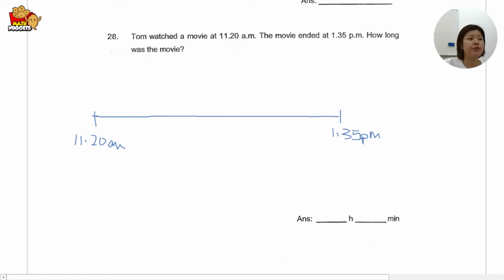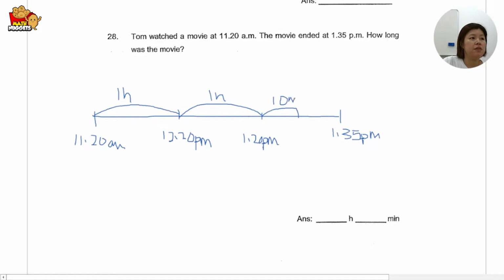Okay, so let's move to 1 hour. It will be 12:20 p.m. Okay, I think I can go for another hour, which is 1:20 p.m. and now it's very close to 1:35, so let's move to like 10 minutes. It's 1:30 p.m. and 5 minutes.